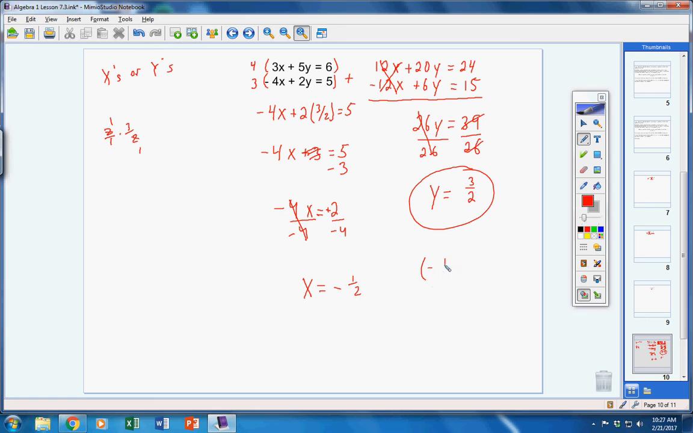So your answer is negative 1 half, comma, 3 halves. And there is your answer, just like that.